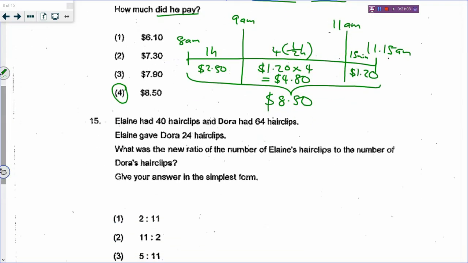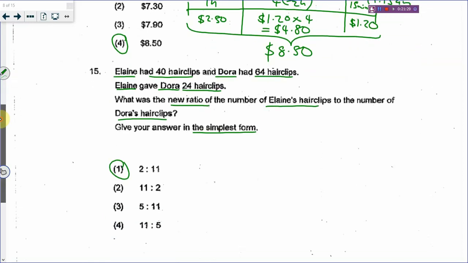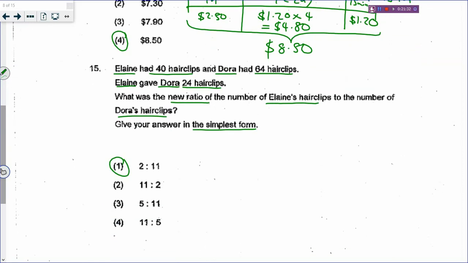Okay, let's go to number 15, and this is your before and after again. So Elaine had 40 hair clips, Dora had 64. Elaine gave Dora 24. So what was the new ratio of Elaine to Dora's hair clips? And your answer must be in the simplest form. So the answer for this question is number 1. Again, if it's a before and after, I will use a table method. Of course I can draw a model, but table method helps to get the answer faster.